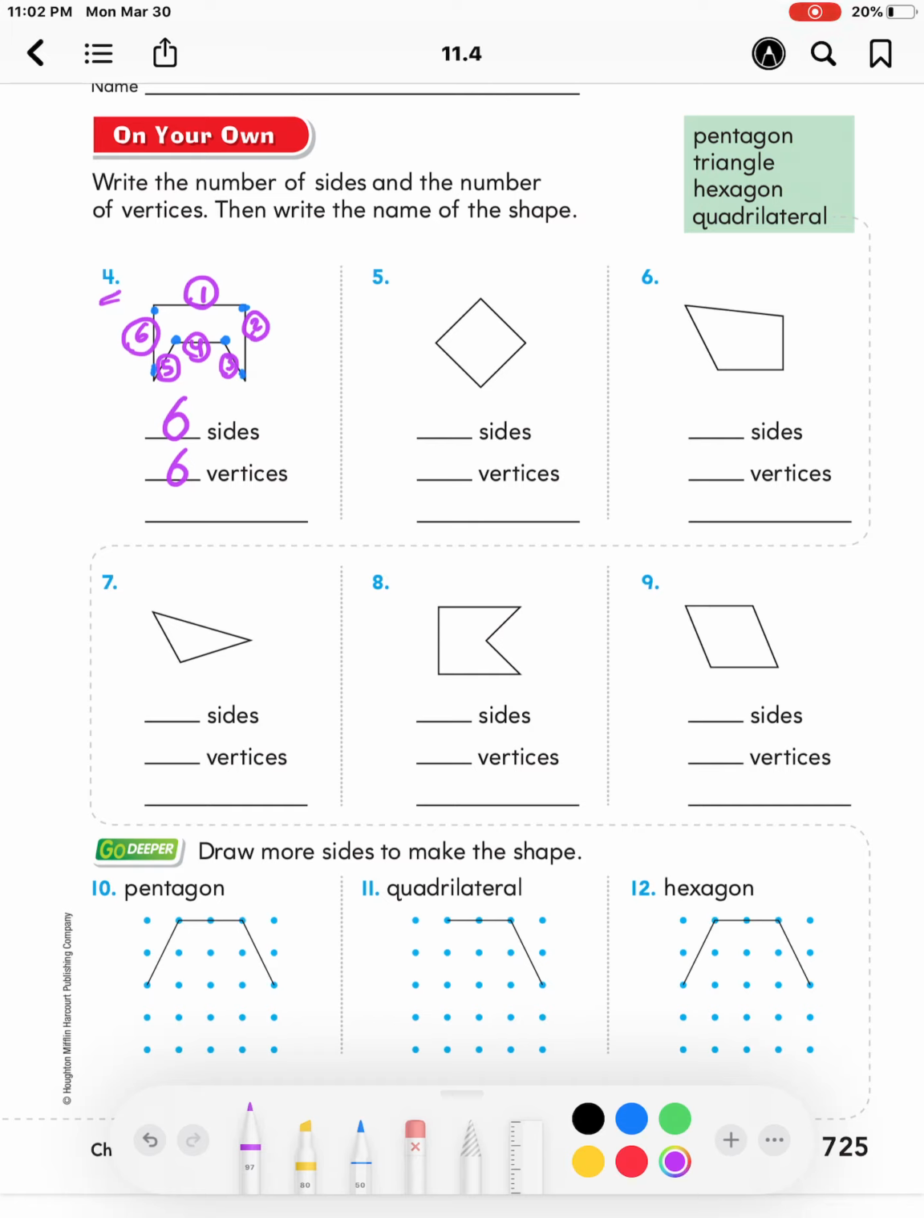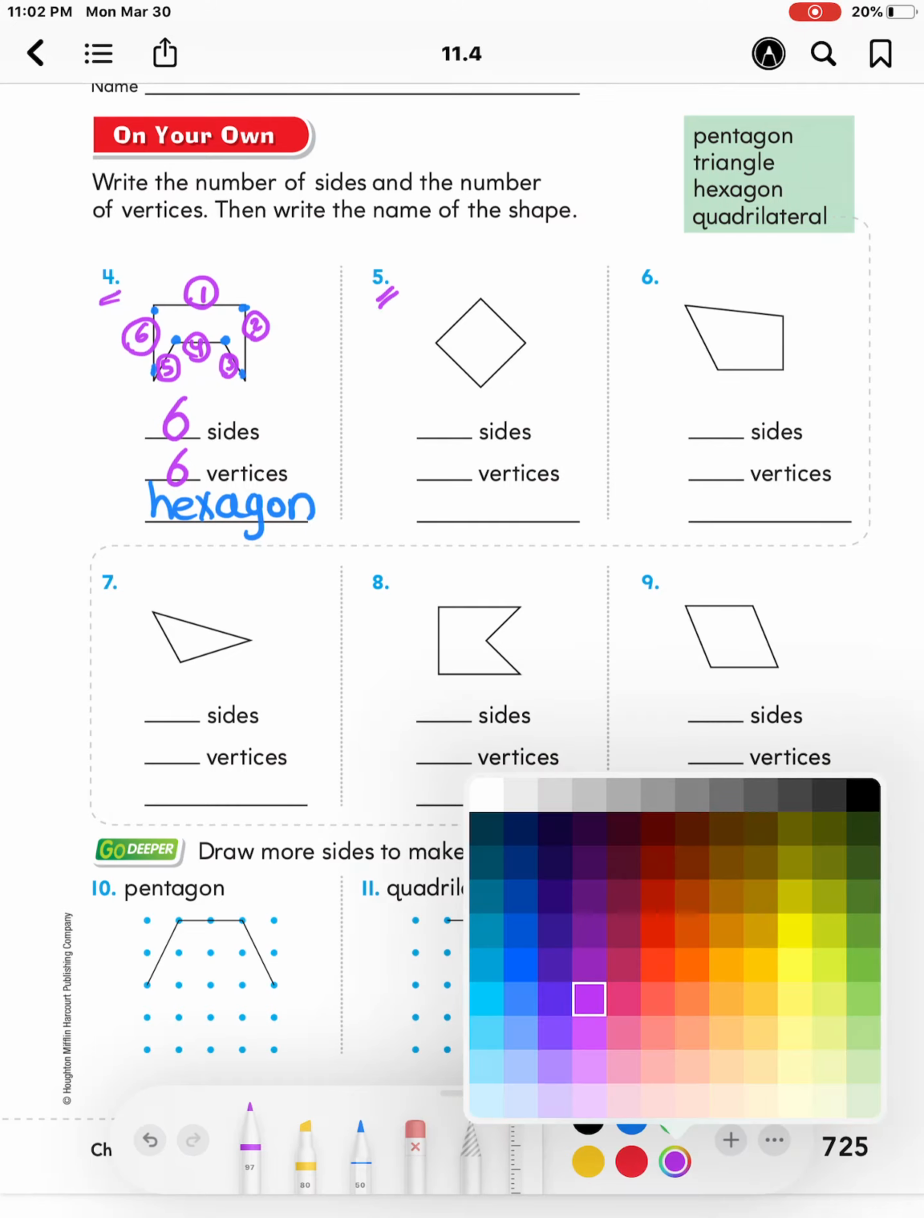Now, what is the name of the shape that has 6 sides and 6 vertices? Do we call it triangle? Do we call it quadrilateral? No, we don't call it like this. Do we call it pentagon? No, we don't. We call it hexagon. Okay? So this is hexagon, okay? Now, let's move to question number 5. Okay, now let's count how many sides do we have here.